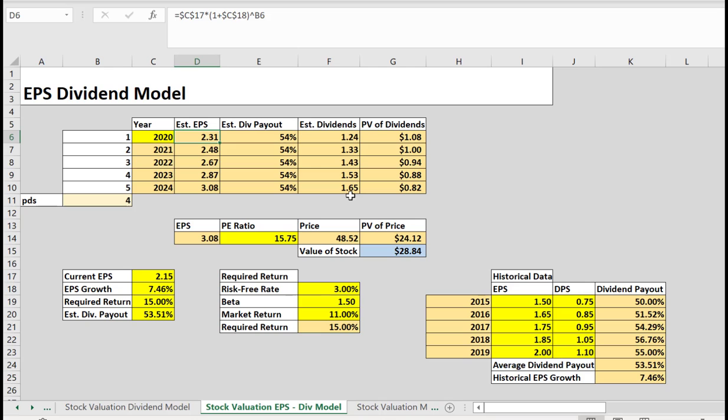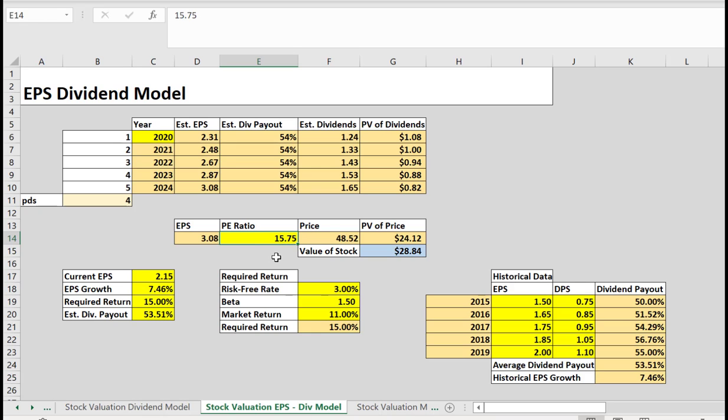Estimated dividends, we know what the dividend is because it's a percentage of earnings. And then we need to find the present value of those dividends. This then allows us to calculate the price. The earnings per share, we estimate the earnings per share out here in year 2024 to be $3.08.